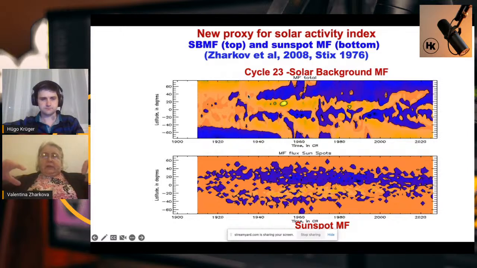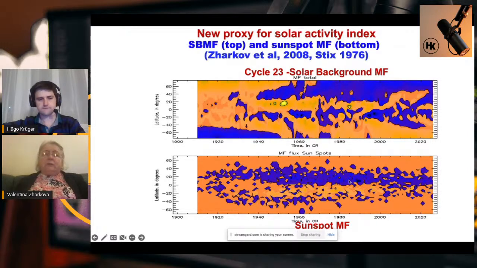Remember, these loops are floating or embedded into the surface. On top is this background where they are embedded, like the soil of the sun, but it is not soil, it is plasma. What you can see is that the magnetic field of the background field has opposite polarity to the leading polarity of sunspots. We discovered that basically this magnetic field of the sun actually defines the behavior of sunspots.